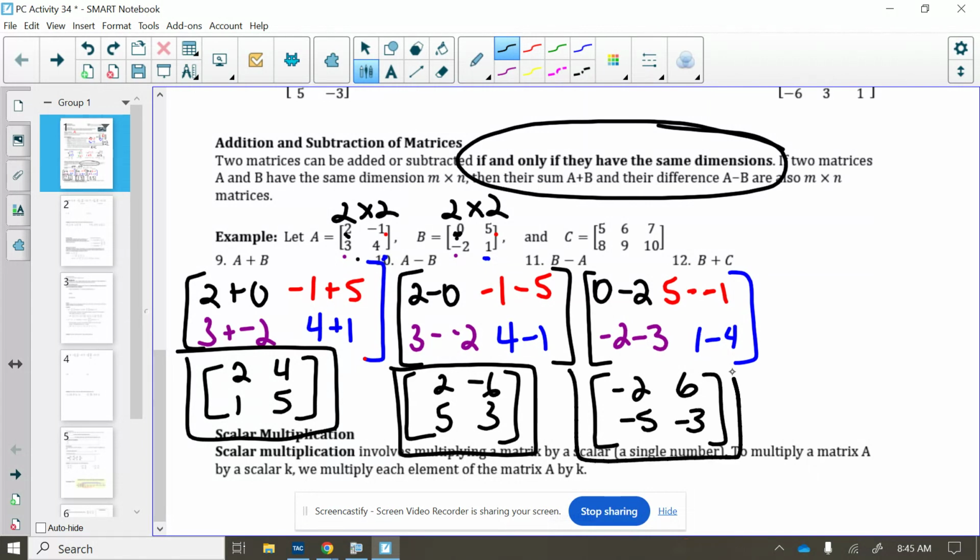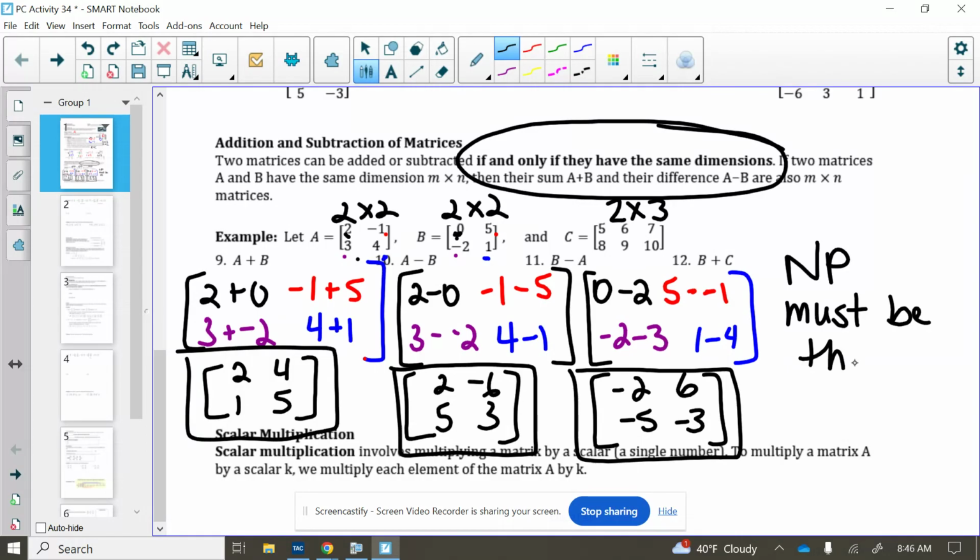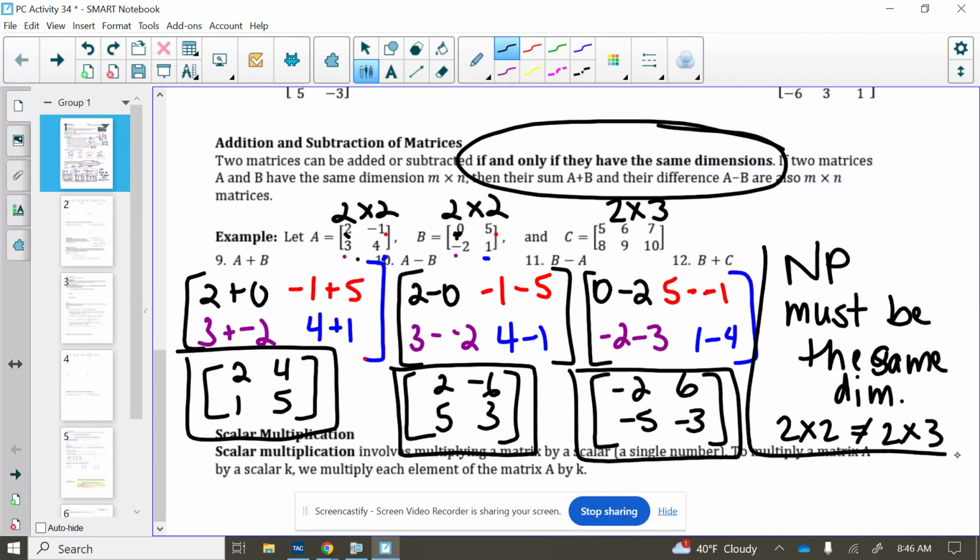All right, now for our last example, B plus C. C is 2 rows by 3 columns, so a 2 by 3 matrix. If we are trying to add up matrix B plus matrix C for number 12, that's not going to be possible because we must have the same dimensions. Okay, a 2 by 2 is not going to be able to be added to a 2 by 3. So the last one, not possible.